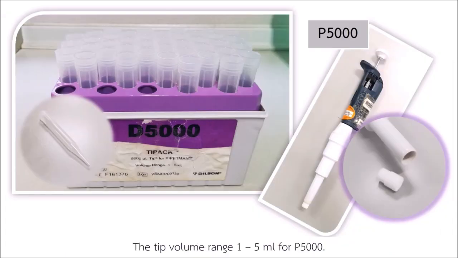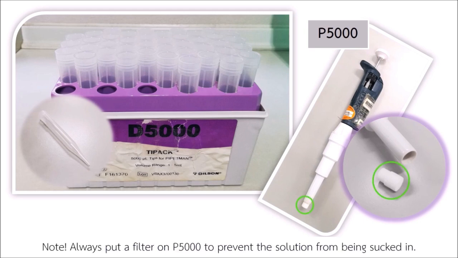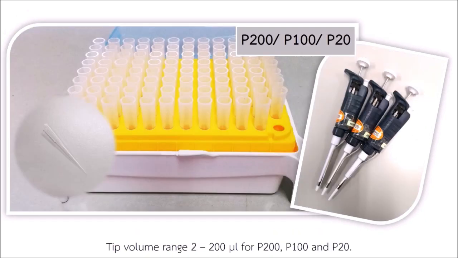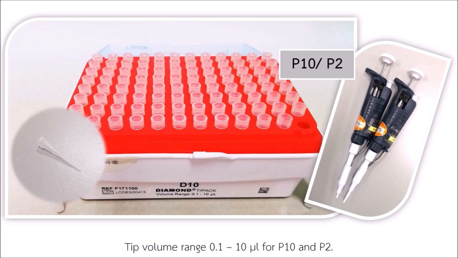The tip volume range is 1 to 5 milliliters for P5000. Always put a filter on P5000 to prevent the solution from being sucked in. Tip volume range 100 to 1000 microliters for P1000. Tip volume range 2 to 200 microliters for P200, P100 and P20. Tip volume range 0.1 to 10 microliters for P10 and P2.